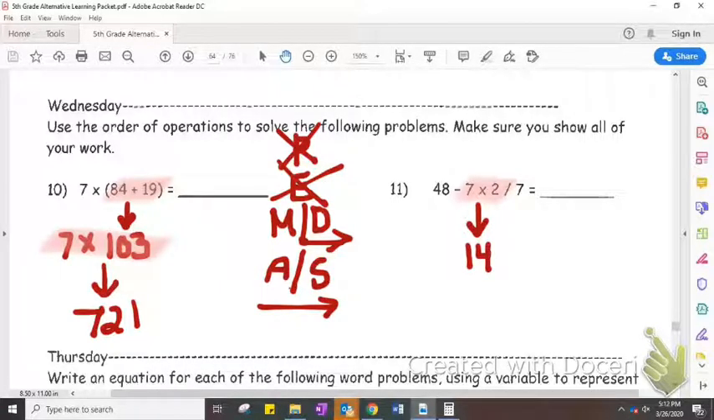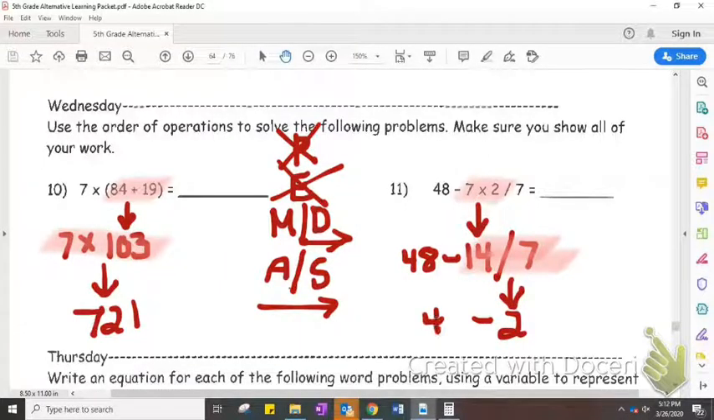So now I bring down the rest of the problem. I can't cross out multiplication or division because I now see 14 divided by 7. So that's what I'm going to simplify next. And that simplifies to 2. So now I can cross out multiplication and division. What I'm left with is addition and subtraction. And that simplifies to 46.